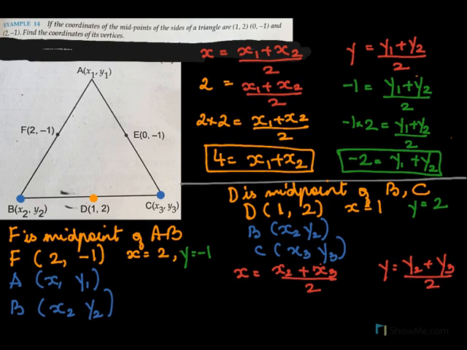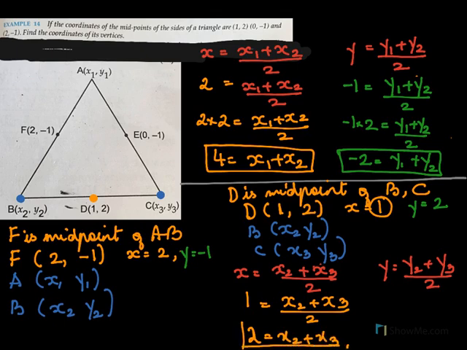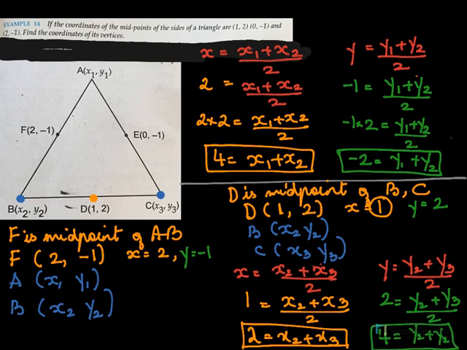Now here we see our x is 1, so we'll put 1 equals x2 plus x3 divided by 2. We take the 2 on the other side, so 1 into 2, that is 2, equals x2 plus x3. We got another equation here. Similarly on this side, we know the y is 2, so it's y2 plus y3 divided by 2. So 2 2s are 4, so 4 is y2 plus y3. We've got another one.